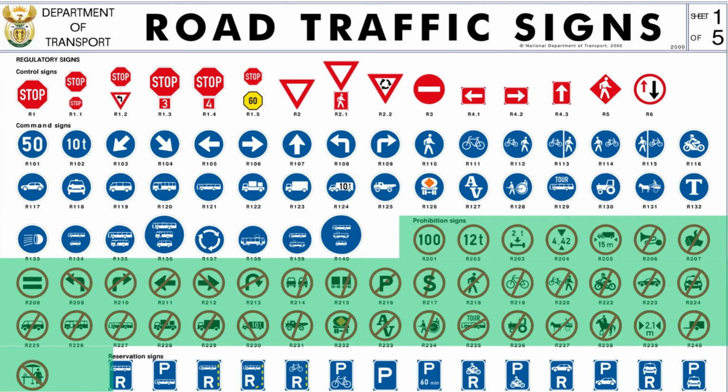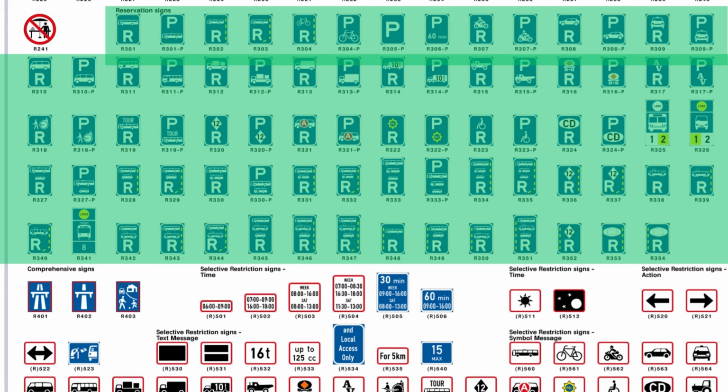Prohibition signs are regulatory traffic signs that tell drivers what they are not allowed to do. They are typically circular with a red border and a black symbol or text. Some prohibition signs have a line crossing in the middle, while others do not.